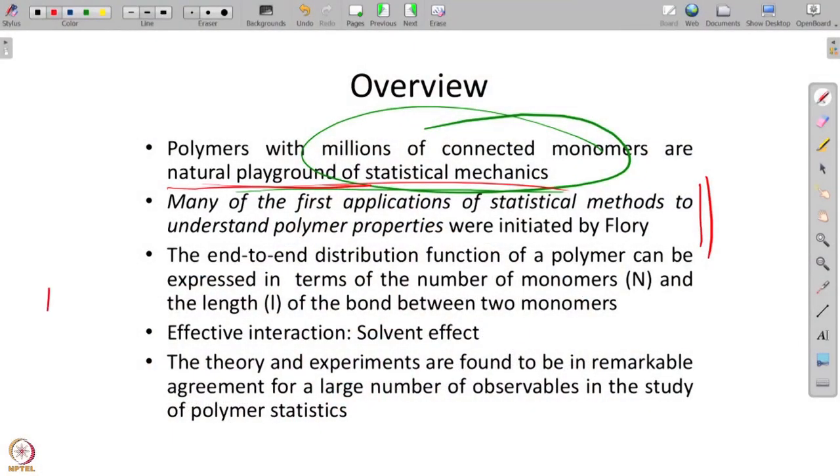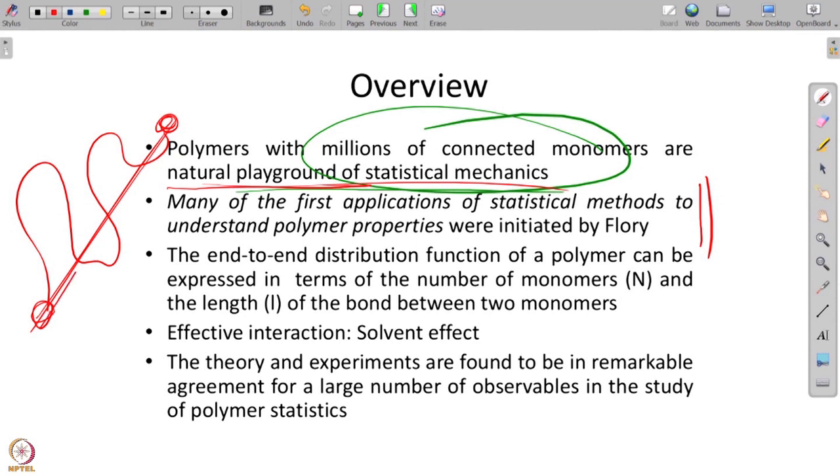What Paul Flory did, and some other gentlemen also did, was the end to end distribution. If I have a long polymer chain, then it is very important to know the end to end distribution, because from that I can get the size, and the size of a polymer is very important. It is not only measured in light scattering, it also plays a role in giving rise to the viscosity of the polymer solution and many other properties of the polymer. And then this effective interaction or excluded volume interaction was introduced by Paul Flory, and these remarkable many theories. It is one of the places where theory and experiment agree extremely well.